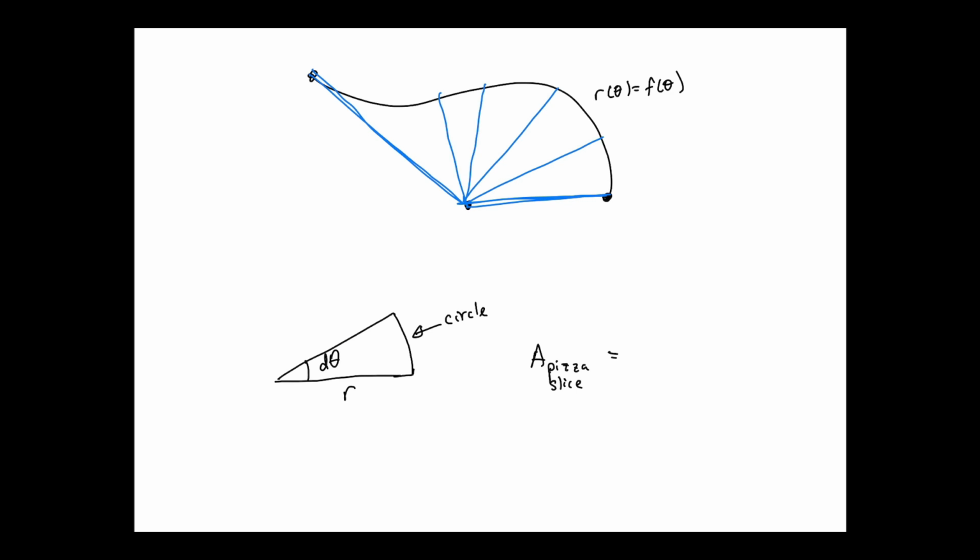Well, what would the area of an entire pizza be? That'd be the area of a circle, right? Sorry, yeah, pi r squared. Okay, so the area of my pizza slice is going to be... this is probably going to drive you guys crazy... 1/2 r squared d theta.